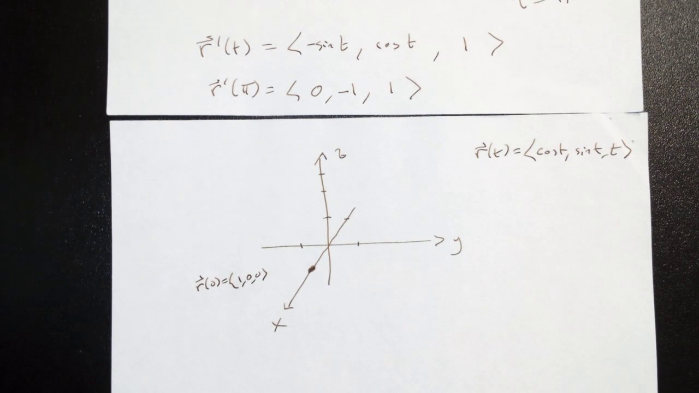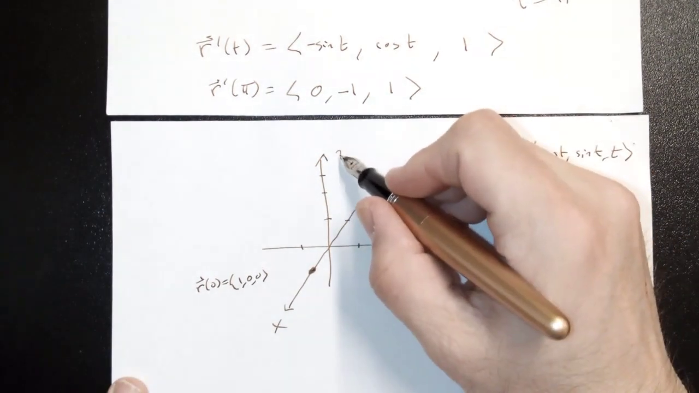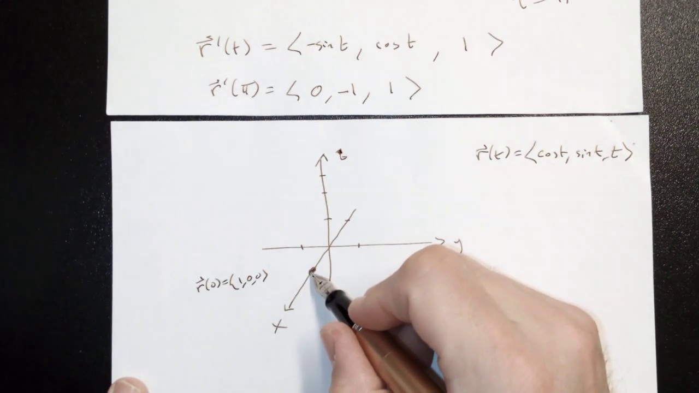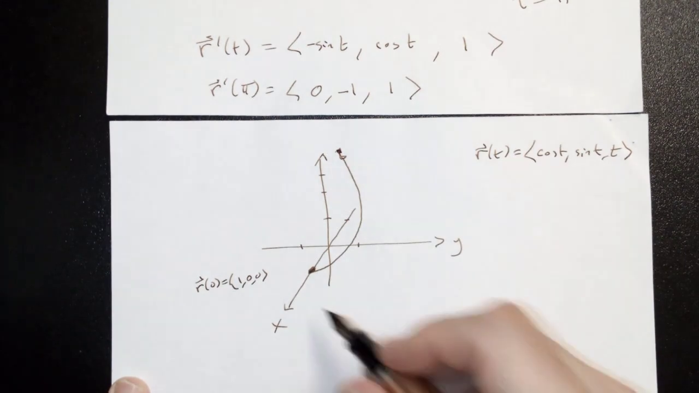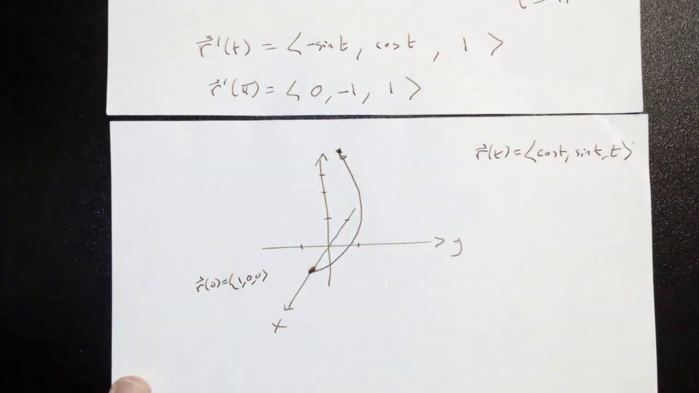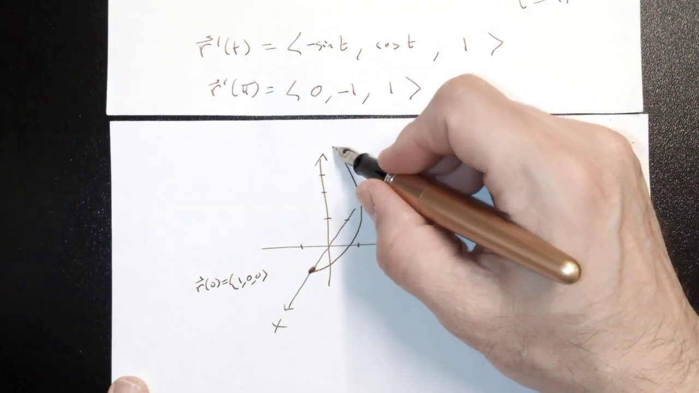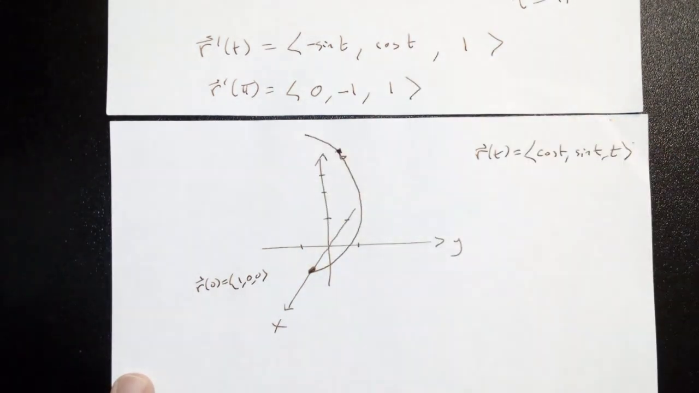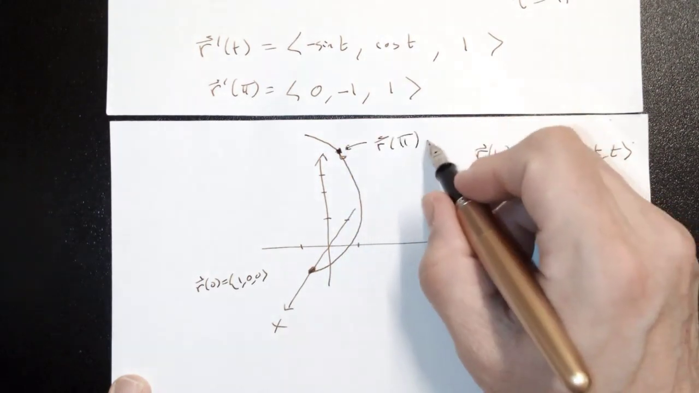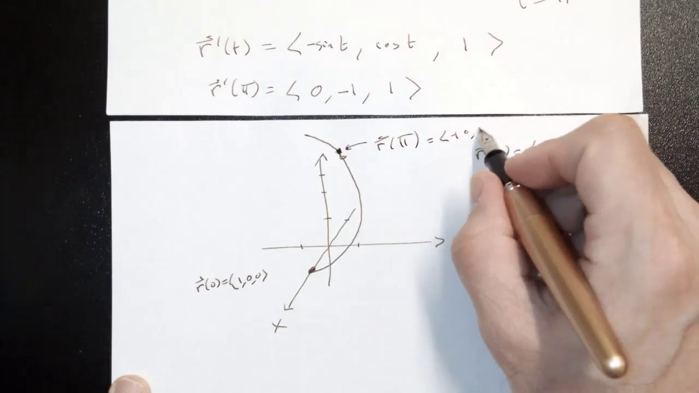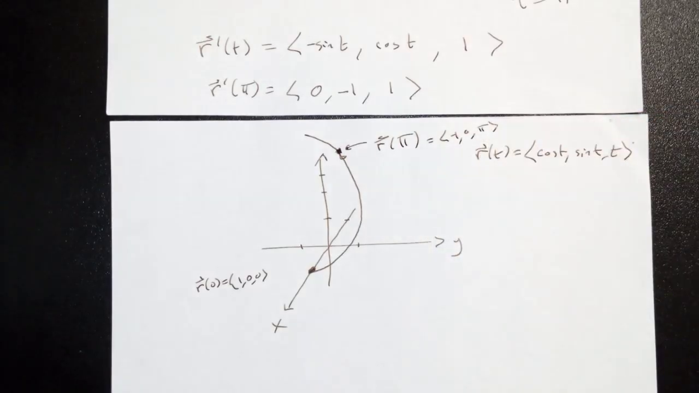When t is pi, I am at the point -1, 0, pi. So my helix ends at a point up here like that. That's going around and back. And then it keeps going, and it starts to come around the front again, right? But here is the point r of pi. Like that.